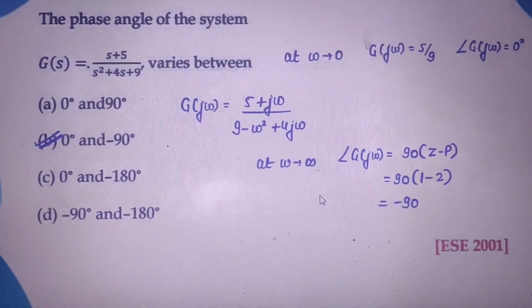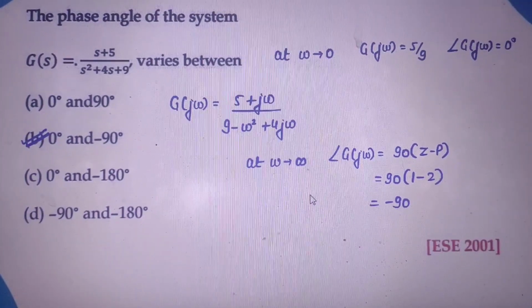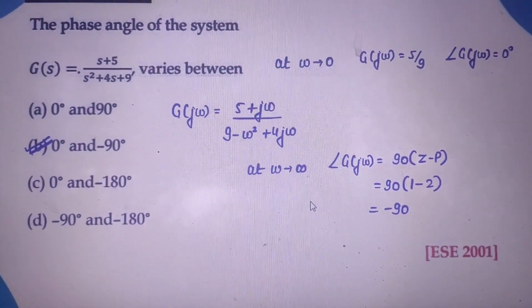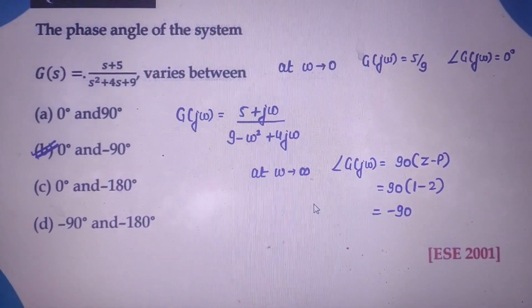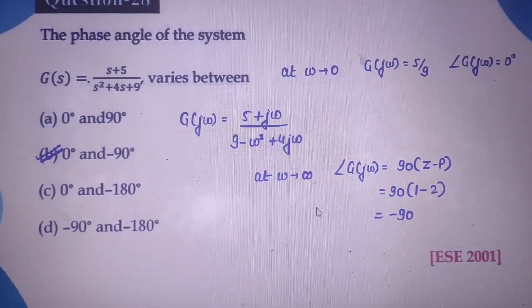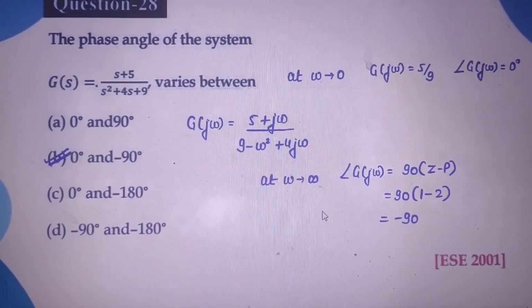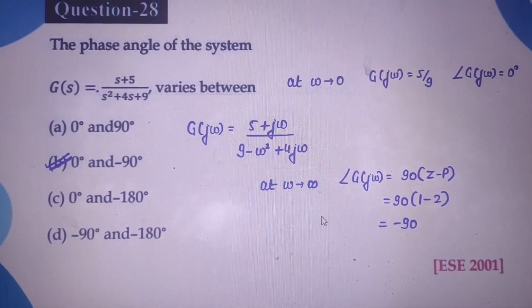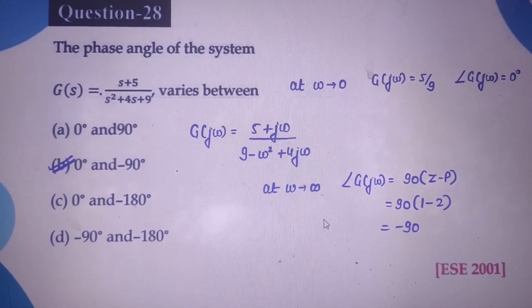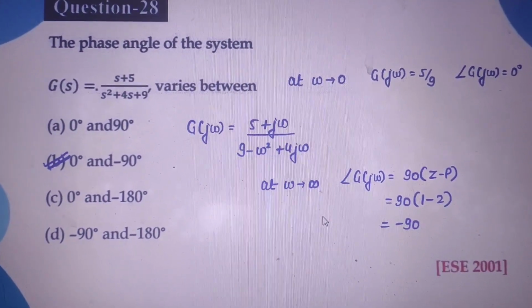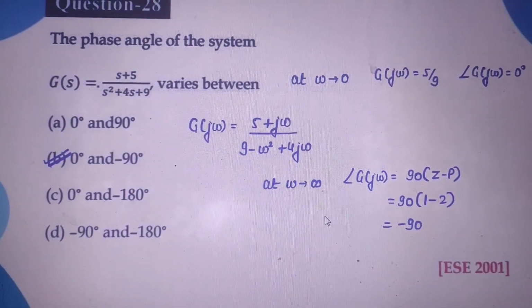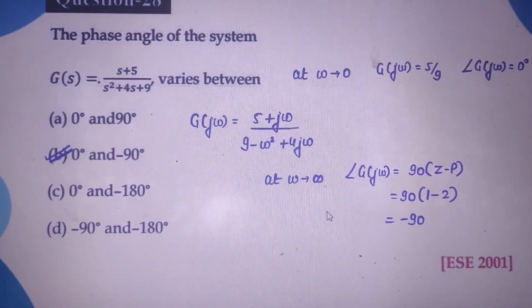So from this problem, the conclusion is that when omega tends to 0, you will find the tail, and when omega tends to infinity, you will find the head. To find the tail, you will use the formula minus 90 into the type of the system, and to find the head of the system, you will use the formula minus 90 into (P minus Z), or 90 into (Z minus P).